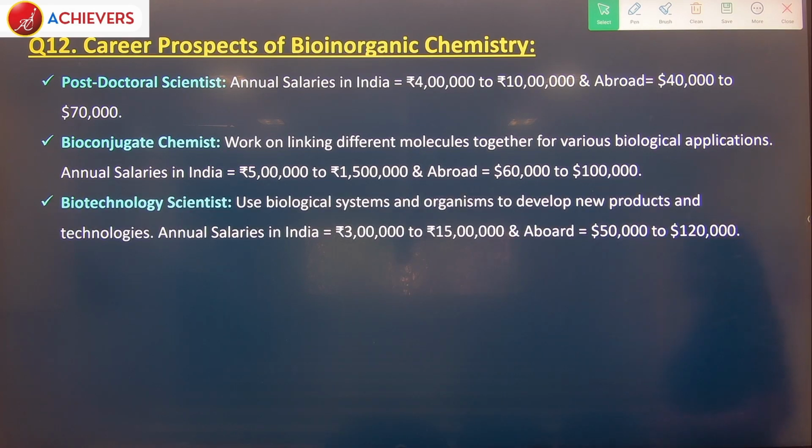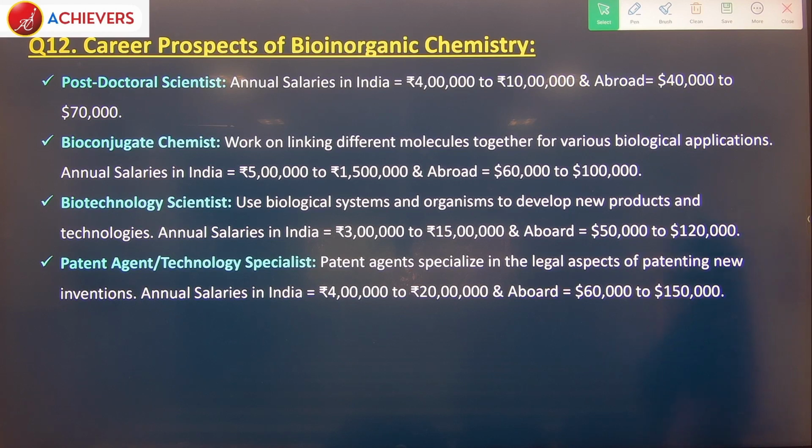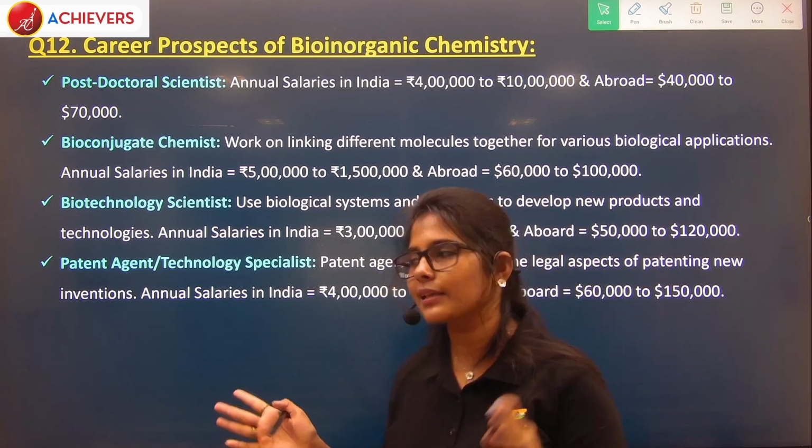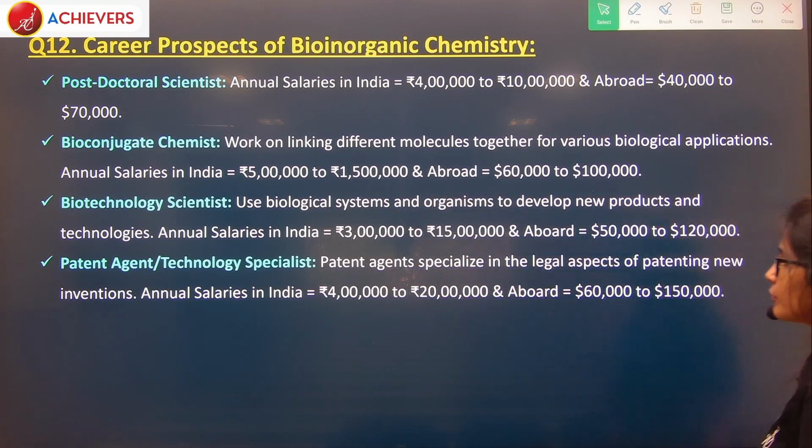Biotechnology scientists use biological systems and organisms to develop new products and technologies. Then we have patent agent or technology specialist. Patent agents specialize in the legal aspects of patenting new inventions, but they have little connection to the law field. See, law ko bhi involve kar diya. We have annual salaries in India of 4 lakh to 20 lakh.